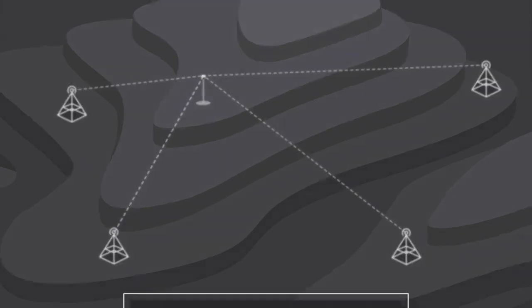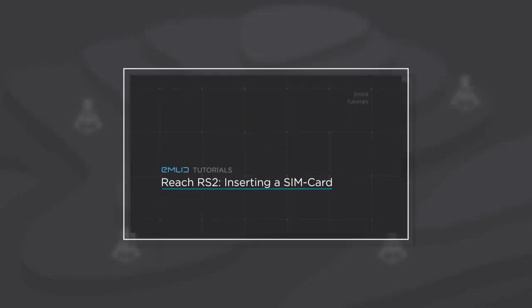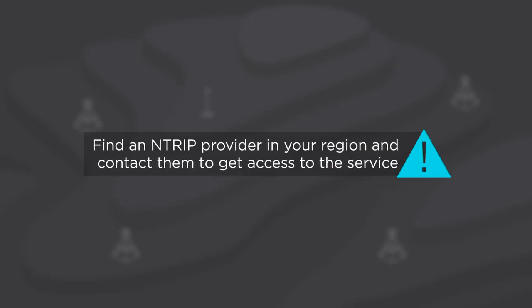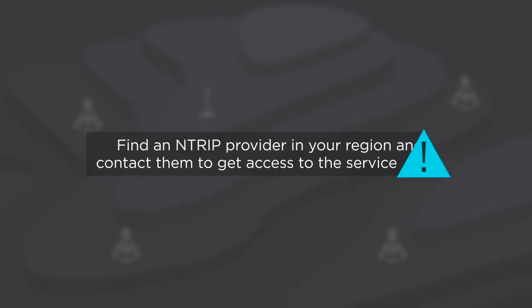modem. To find out how to insert a SIM card in RS2, watch this tutorial. The link is in the description below. To get corrections from the internet, you need to find an NTRIP provider in your region and contact them to get access to the service.